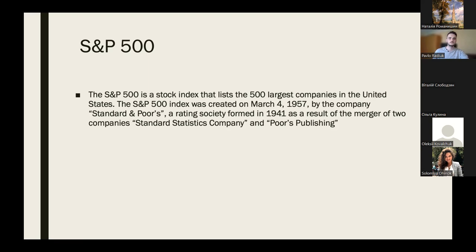Speaking about the S&P 500, it is a stock index that lists the 500 largest companies. The S&P 500 index was created in 1957 by the company Standard and Poor's. To be on the S&P 500 list, a company must meet some criteria.